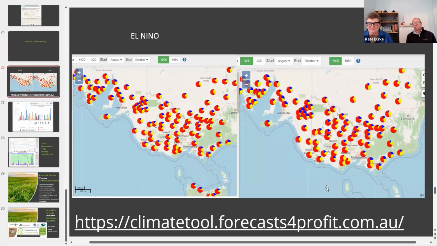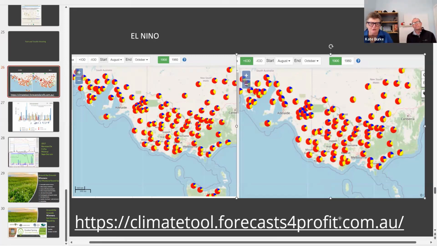All that means is that if you've got a 30% chance of exceeding median, that could happen 3 out of 10 years, and you've got a 70% chance of having lower than median. That has happened, 3 out of 10, and 7 out of 10. So it's just worth getting your head around probabilities.